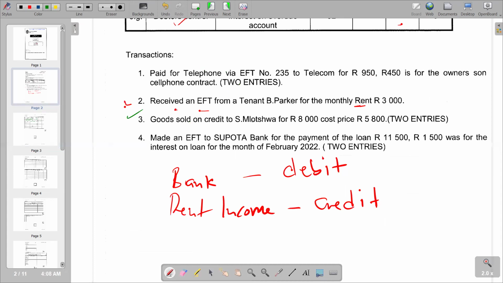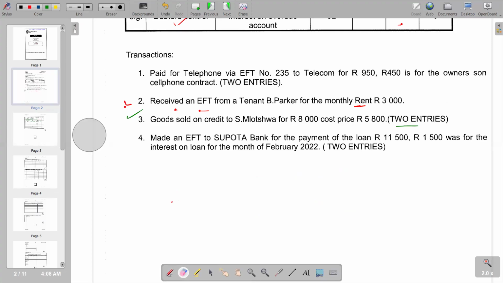When you go to transaction 3, it reads: goods sold on credit to C. Moroshpa for 8,000 rands, cost price 5,800 rands. So we are also given a hint that we are supposed to make 2 entries. So from there, we can now be able to see. We are going to make an entry using the selling price. Also, we have the cost price. So basically, this is the selling price, and this is the cost price. So double entry on the sale price. These are sales that have taken place, and it's on credit. So we've got debtors control.